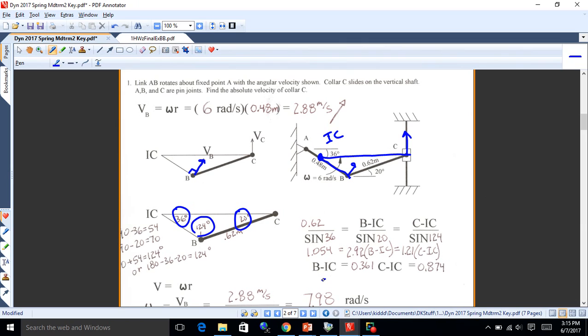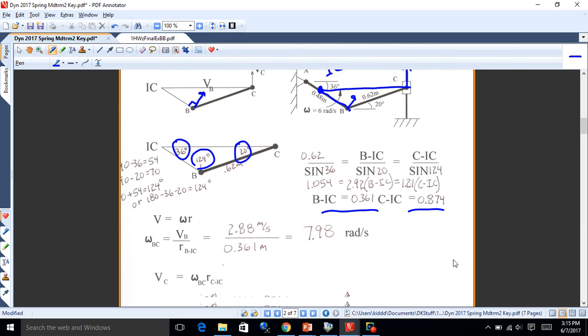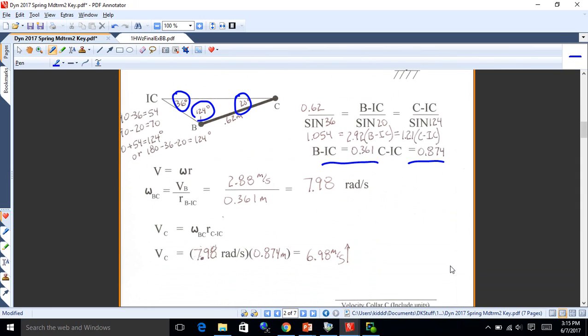Based on that, you can come up with BIC is 0.361 and CIC is 0.874. Once you've got that, you can take VB, which you know, 2.88, and divide it by its length. For the radius, 0.361, you get 7.98 radians per second, and then you can take that times the length from the IC to C. But you get 6.98 meters per second. That thing's going this way, so that will drive the velocity of C up. Okay, so that's the other way to do that.